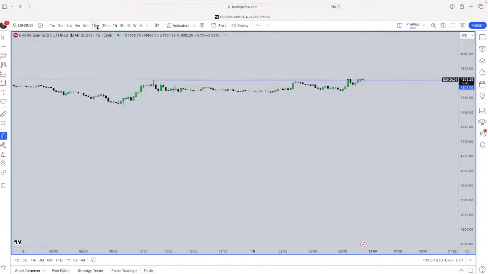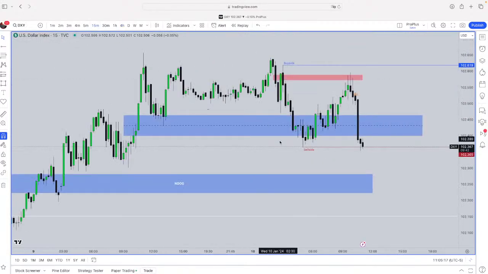But yeah, I haven't looked at pound Kiwi in a long time. But next for dollar would be down here.